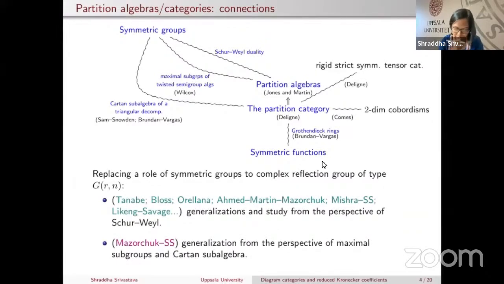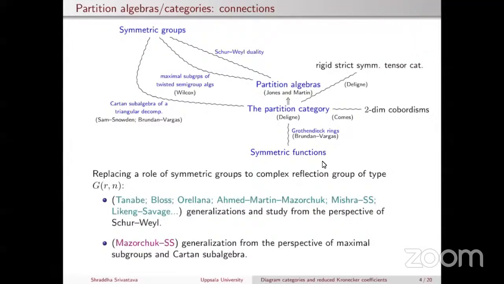In this talk, we will see a generalization from the viewpoint of maximal subgroups. Their role is quite different, though both will give the same representation theory; the roles of the symmetric group in these two settings are different. And when we want to generalize the category, we will in particular generalize the Cartan subalgebra to the complex reflection groups of type G(r,1,n).